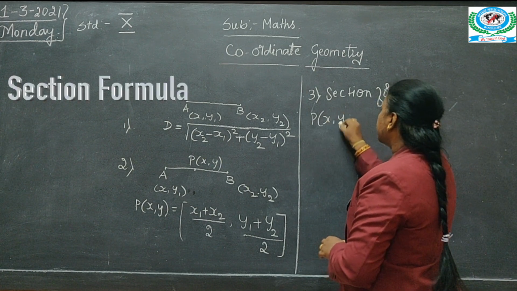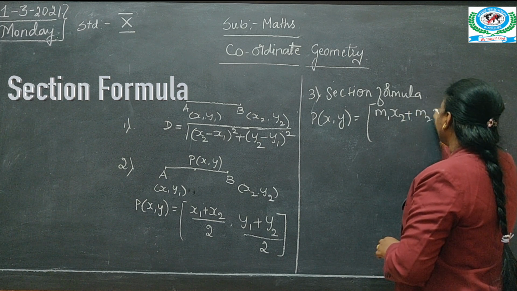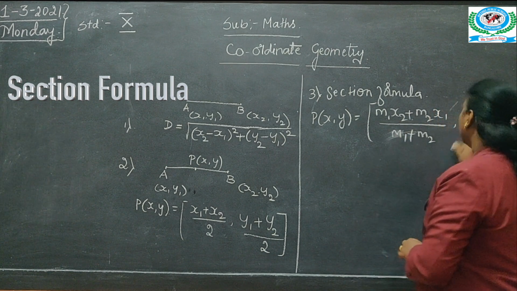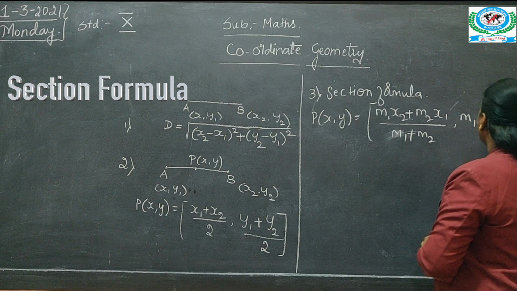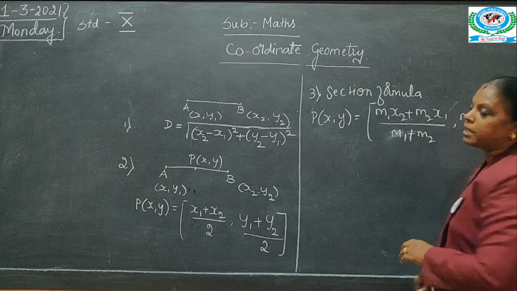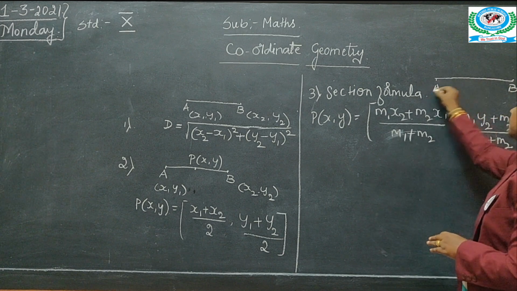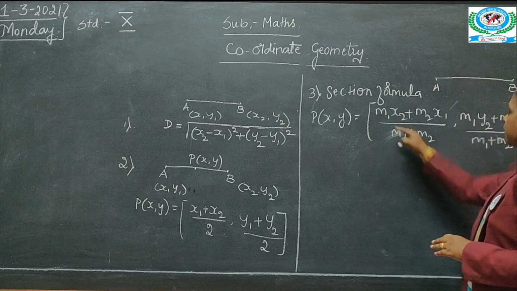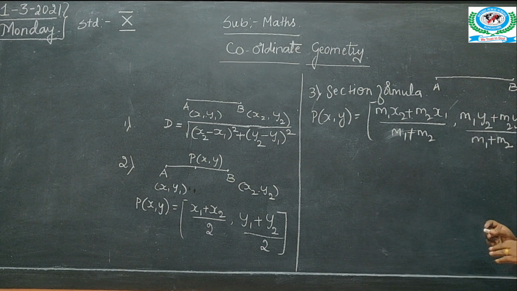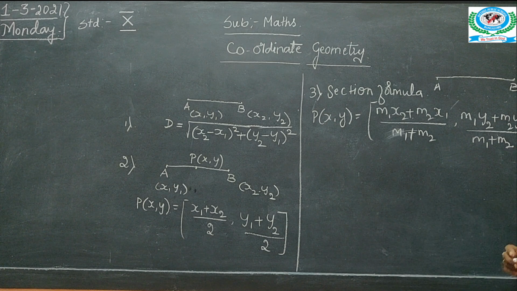So, P of x comma y is equal to m1 into x2 plus m2 into x1 divided by m1 plus m2, comma m1 into y2 plus m2 into y1 divided by m1 plus m2. So, this will be your section formula. Suppose you have a line AB, in which ratio this particular line has been divided, for that you use the section formula.